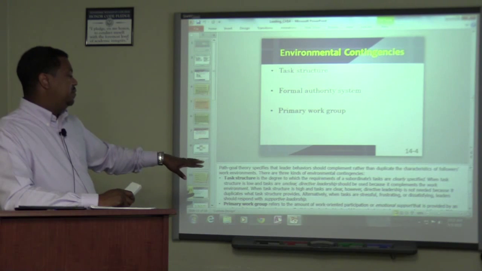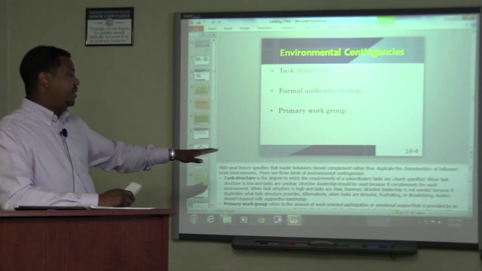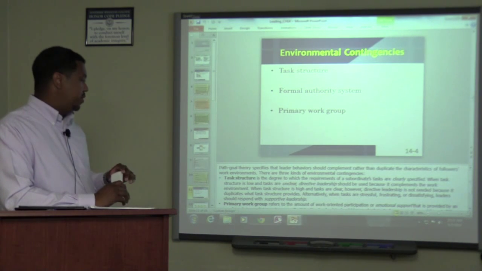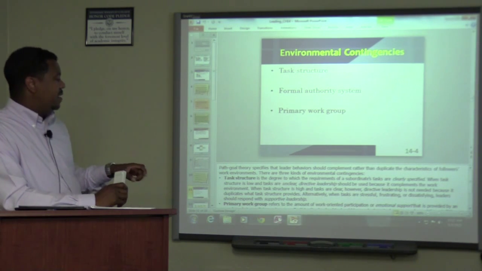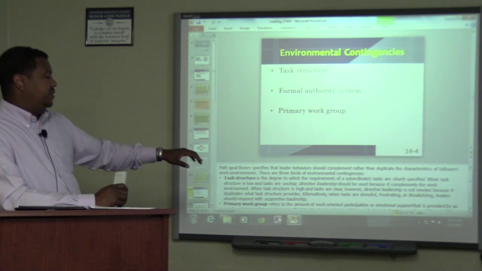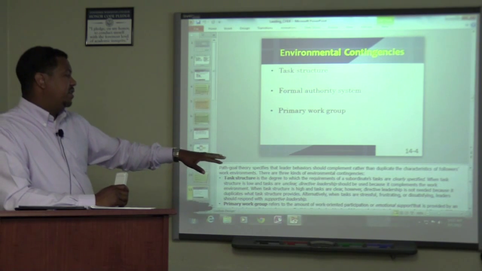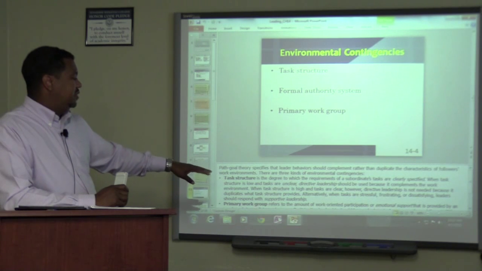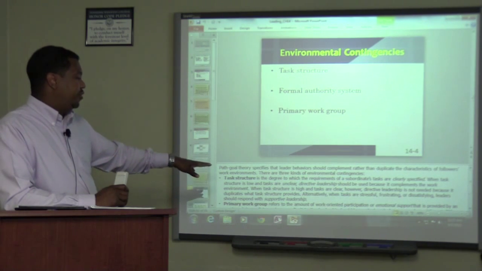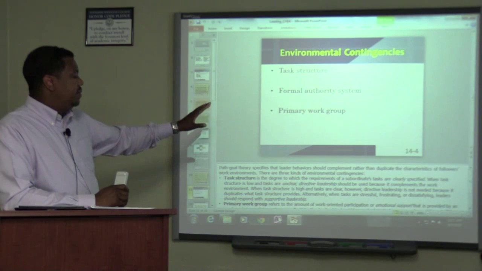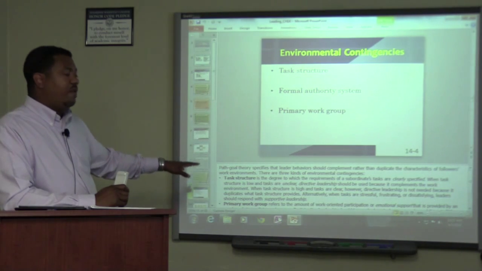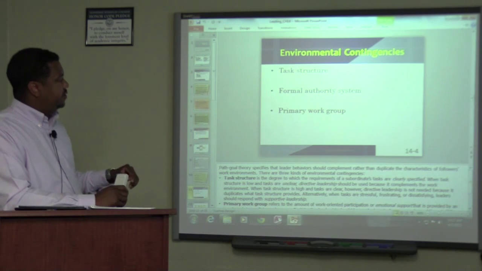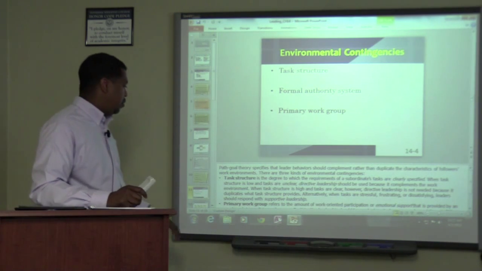When the structure is a little bit low and tasks are unclear, a directive leadership style should be used to make sure individuals within your organization are staying focused on tasks. When task structure is high and clear, however, directive leadership is not needed, but duplicates what task structure should provide. So when task structures are a little bit more clear, you can have more of a supportive type role for individuals within the organization. What about your primary work group?